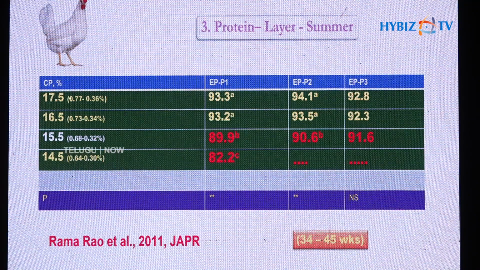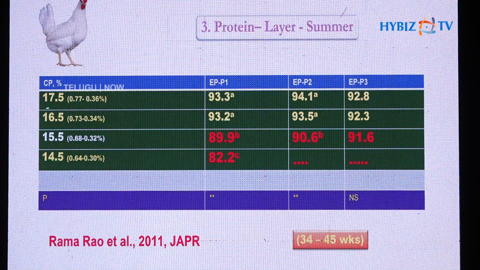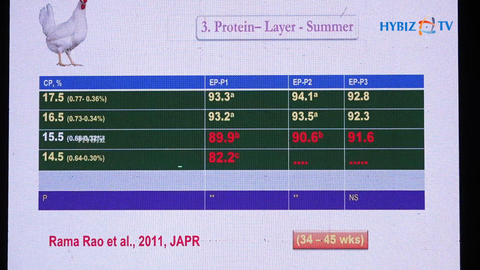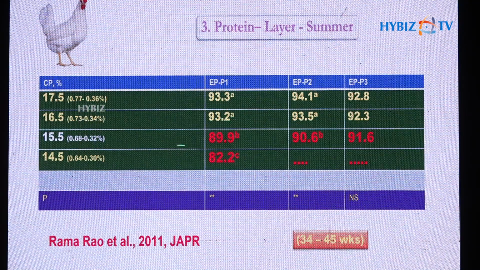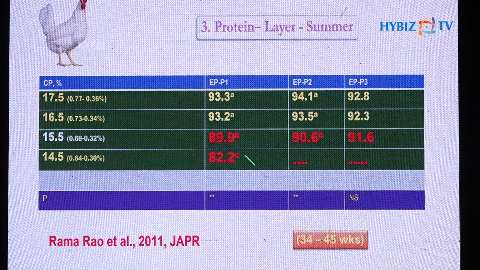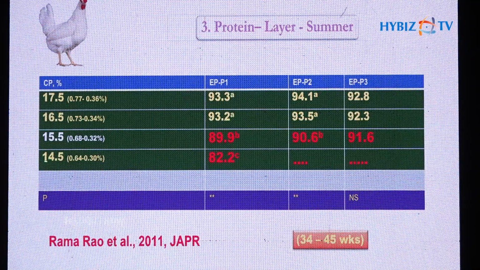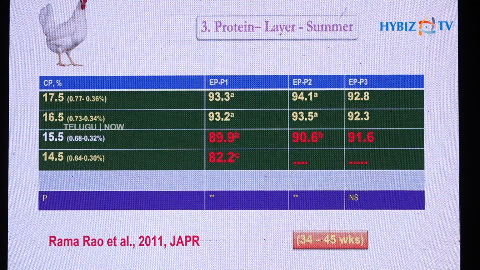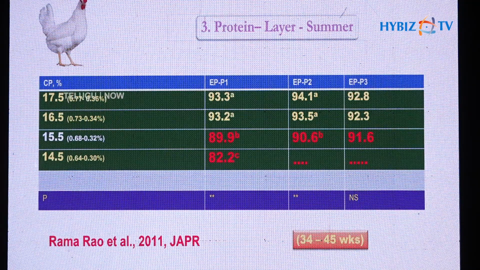So in this case, from 17.52 we reduced up to 14.5%. Of course, we maintained the lysine and methionine levels in proportion to the dietary protein levels. And if you see, at 14.5%, even up to 15% also, there was a significant reduction in egg production. This trial was done for a 3 month period. Not only was there a reduction in egg production, but we also observed almost 20 to 23% mortality at this lower level of dietary protein.